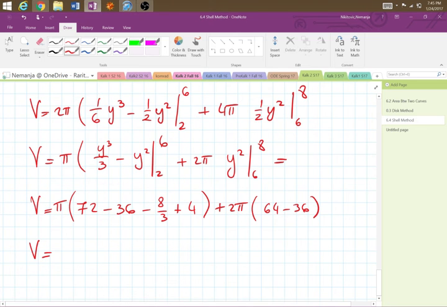We can actually factor out pi. Let's do one thing at a time. So 72 minus 36 is 36, plus 4 is 40. So pi times 40 minus 8/3 plus 2 pi, and then 64 minus 36 is? Very good. All right.